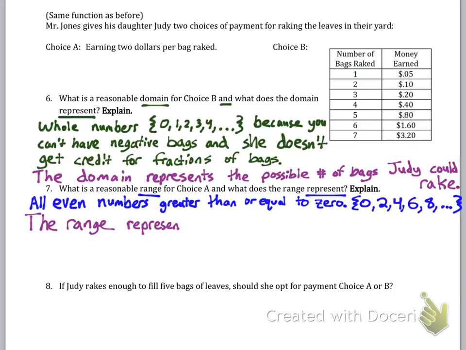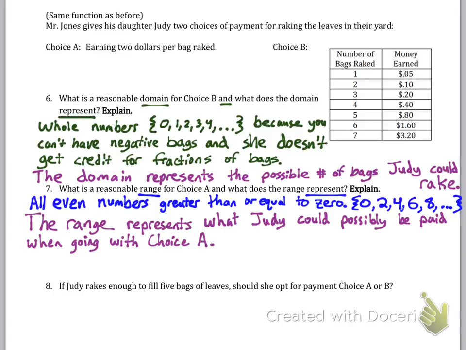Now the range represents what kind of money she could get paid, right? What she could possibly be paid when going with choice A. She can't be paid $1 because it said $2 per bag. So she could be paid 0, she could be paid 2, 4, 6, 8, any even number until I guess she runs out of leaves.